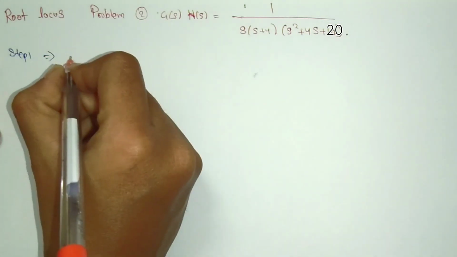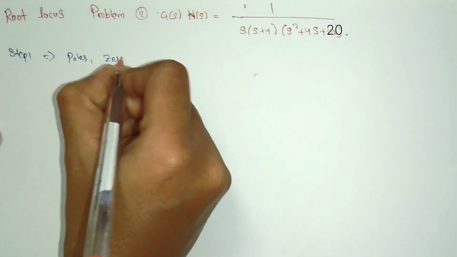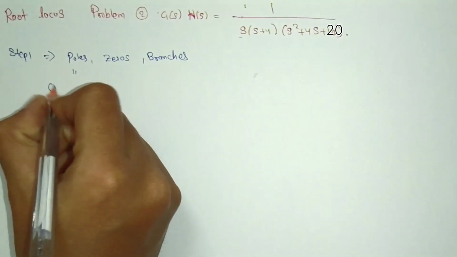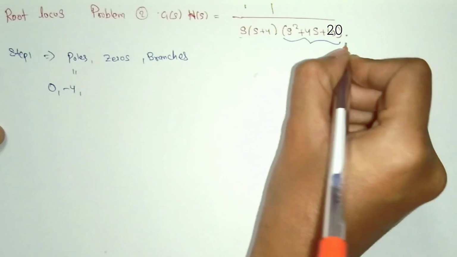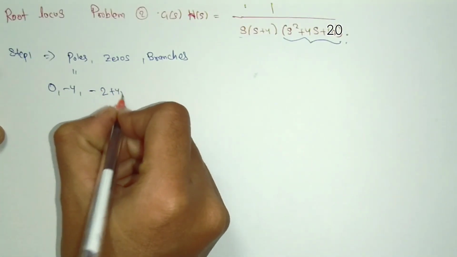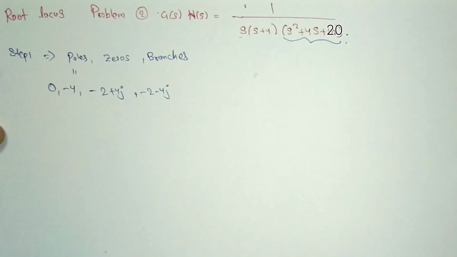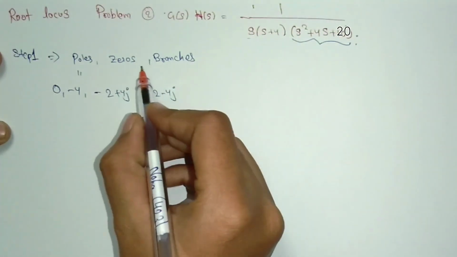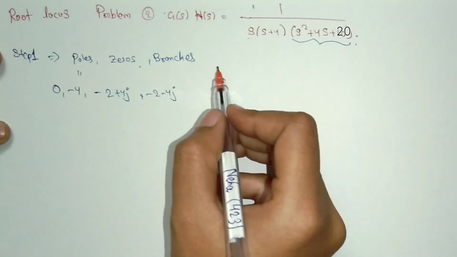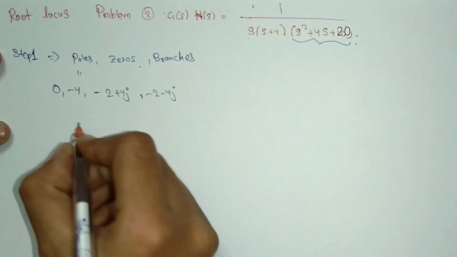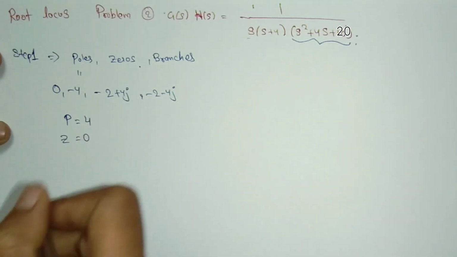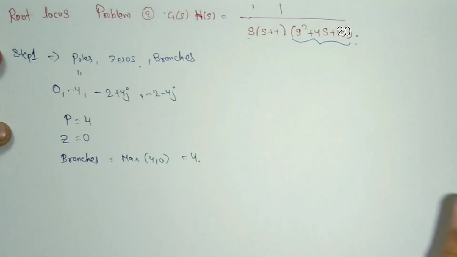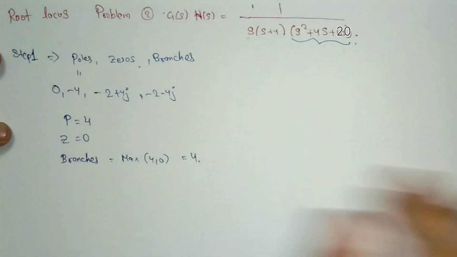The first step says to calculate the poles, zeros and branches. The poles of this equation will be 0, minus 4, and if I solve this, we will get minus 2 plus 4j and minus 2 minus 4j. As you can see, there is nothing in the numerator to make the entire thing equal to 0, so there are no zeros in this equation. And the branches are the maximum of poles and zeros. So we got p equals 4 and z equals 0. For branches, that is the maximum of 4 and 0, that is 4. That means we are going to get 4 branches in the final diagram.